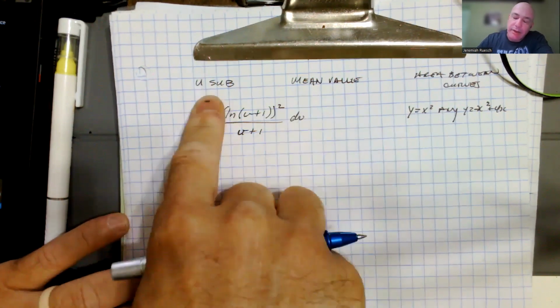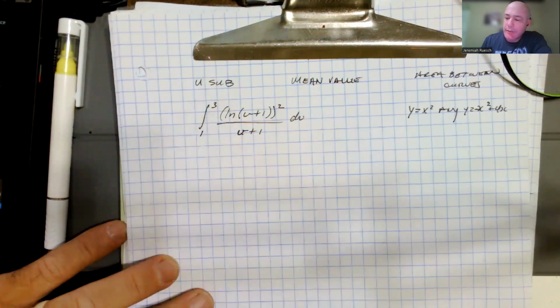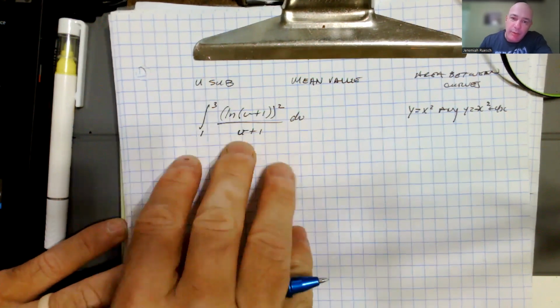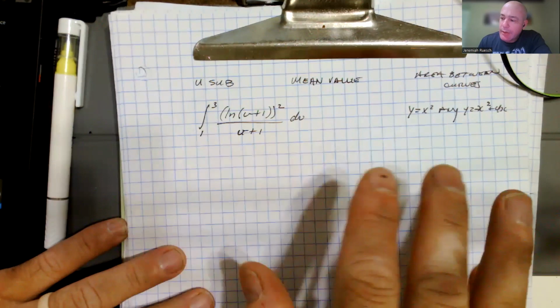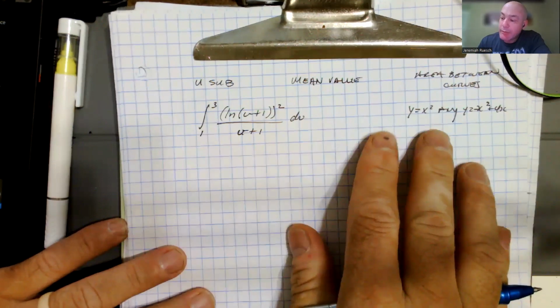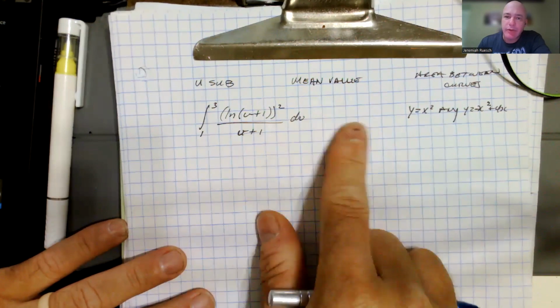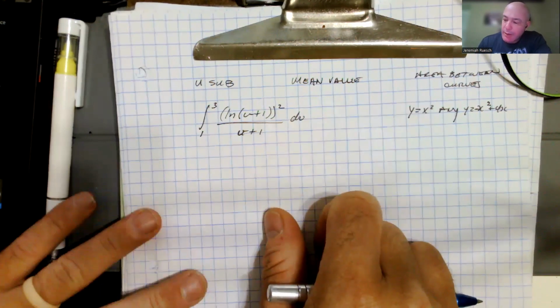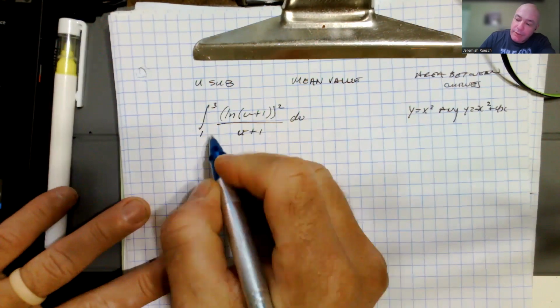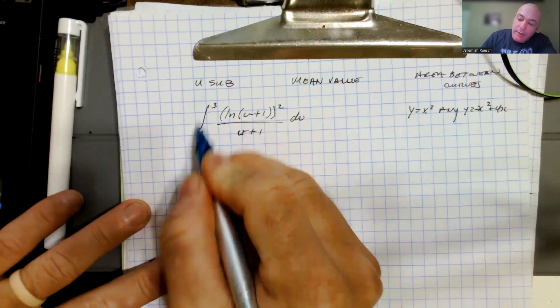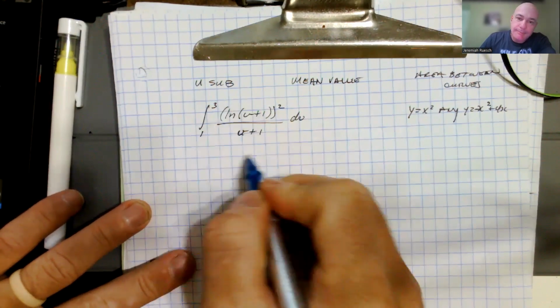So the first one is this idea of u-subs, and we talked a little bit about it in class. I'm going to do an example of a u-sub problem, and then we'll find the area between two curves. After that, we'll compute the mean value for some interval on these. Okay. So the first one, the u-sub. I'm going to integrate this thing.